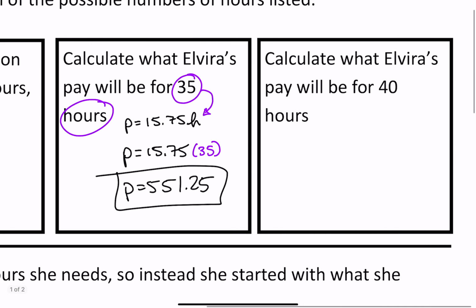I want you to do this one on your own. So pause the video and try it on your own. So hopefully you tried it on your own, and you should get $630. I'm not going to write it for the people who just zipped through the video.